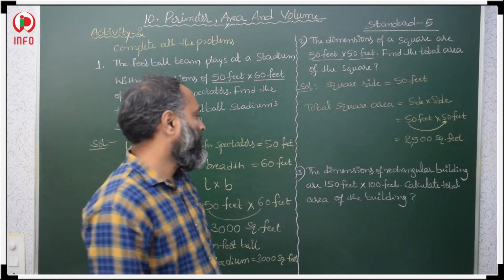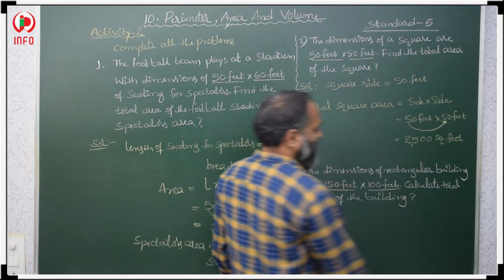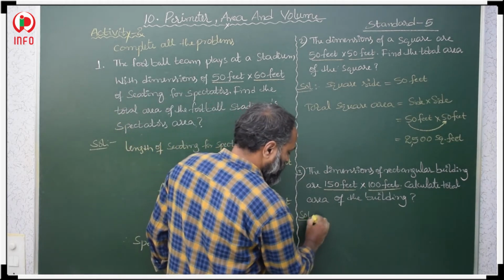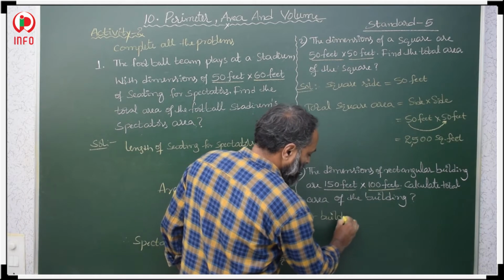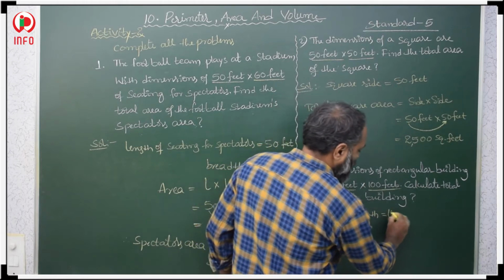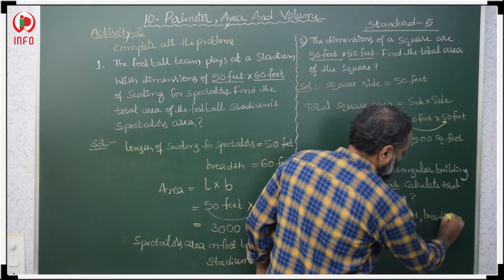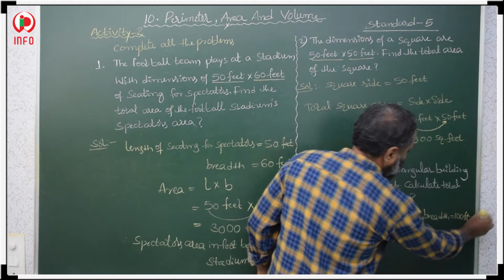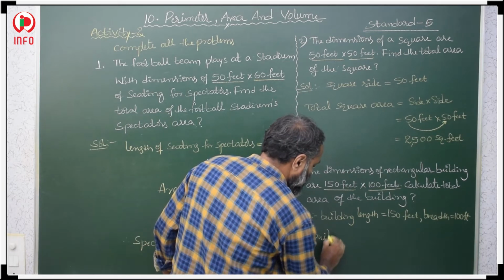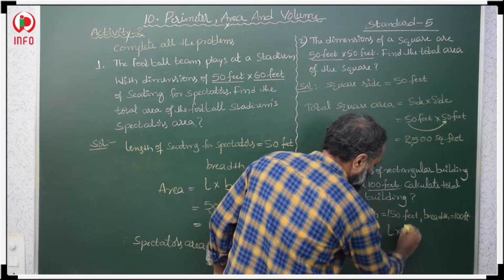Okay. Now in the third question, the dimensions of rectangular building is given, 150 feet and 100 feet. Calculate the total area of the building. Building length is given. Building length is equal to 150 feet. Breadth 100 feet. Length and breadth is given. Then building area is equal to length into breadth.